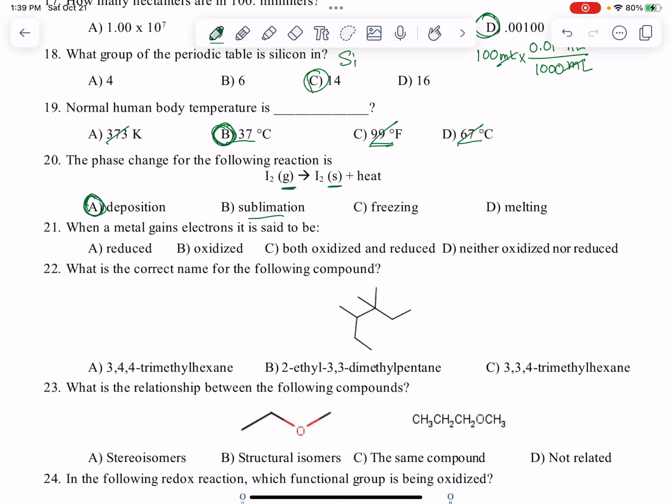When a metal gains electrons, it is said to be reduced. That's a little bit of memorization. If you use OIL RIG, gaining electrons means it's reduced. It gets more negative charge.